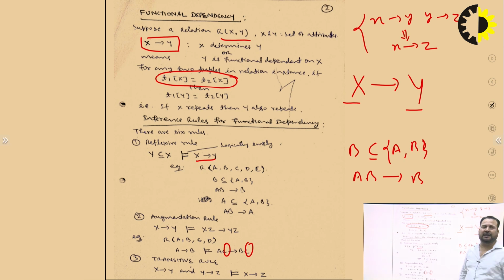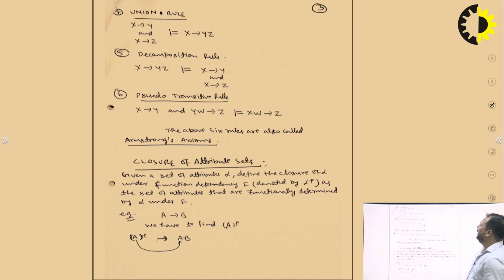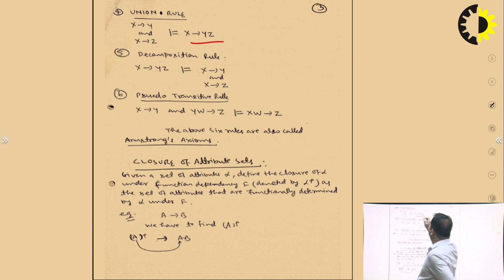Transitive relation. So the transitive rule is this. Union rule: if X determines Y and X determines Z, then we can say X logically determines YZ. Okay, what is union? The left hand side must be equal. Left hand side determines some right hand side, and another. So the left hand side is equal. X determines Y, X also determines Z, then we can say X determines YZ.